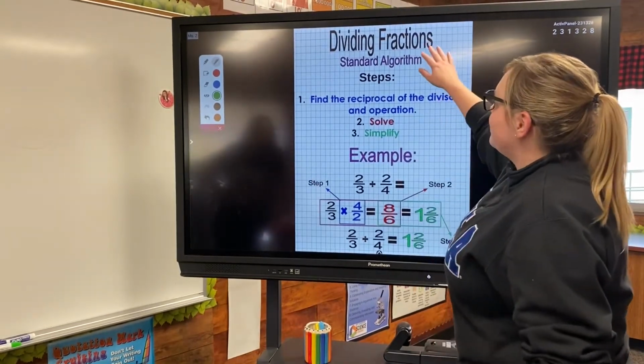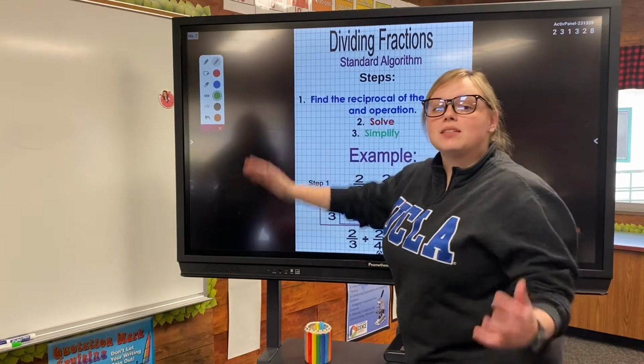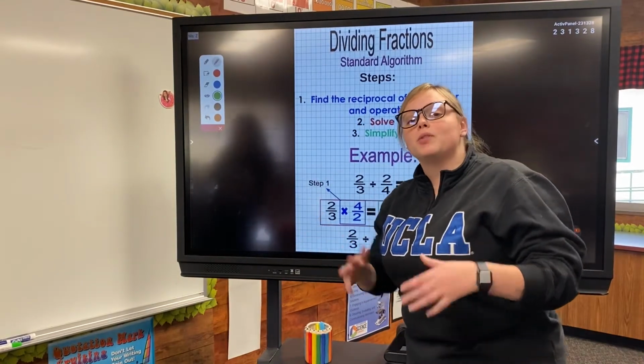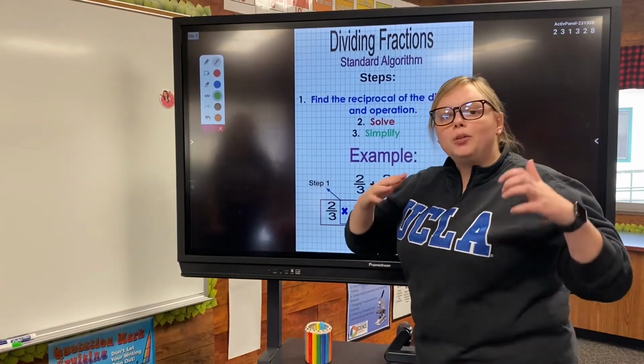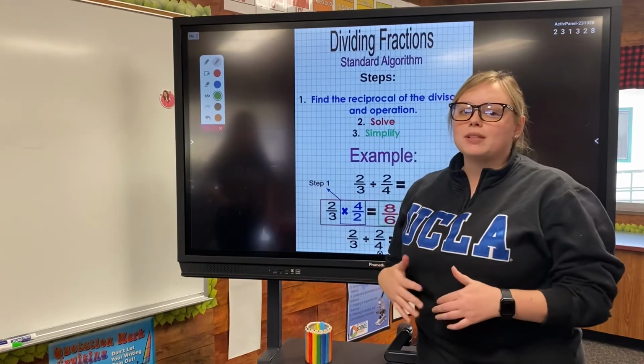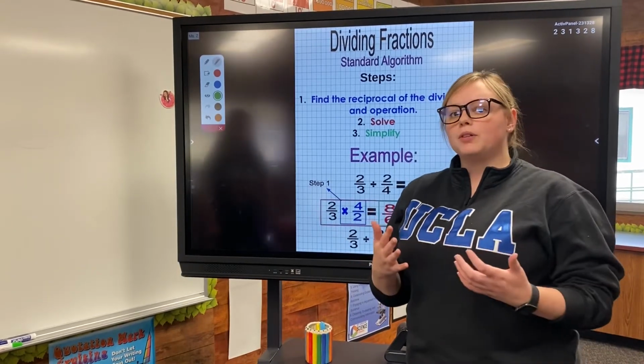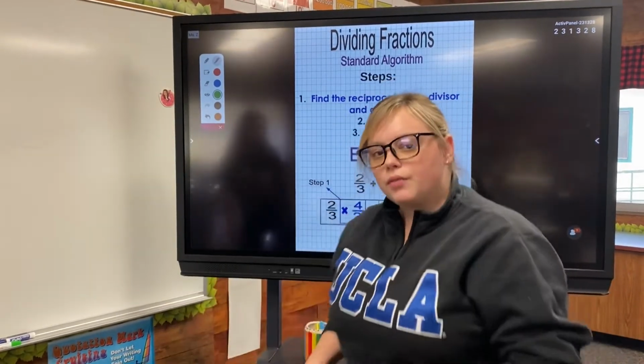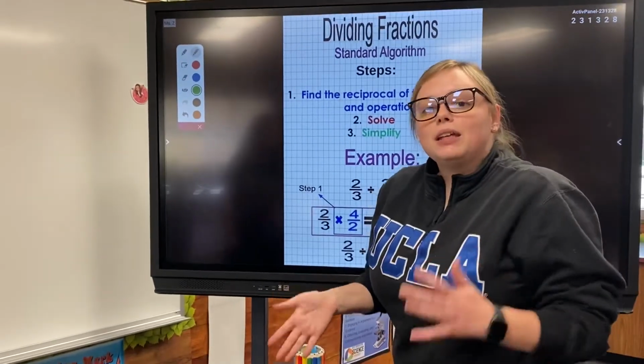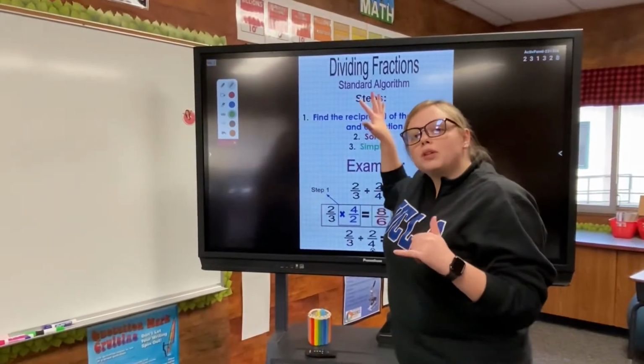We're going to be dividing fractions with the standard algorithm. This is review, but we're going to go over some of those rare cases where you may get a little stumped or confused. For example, mixed numbers or just whole numbers, which is review from 5th grade. But some of you may get a little anxious. So we're going to go through this really quick.